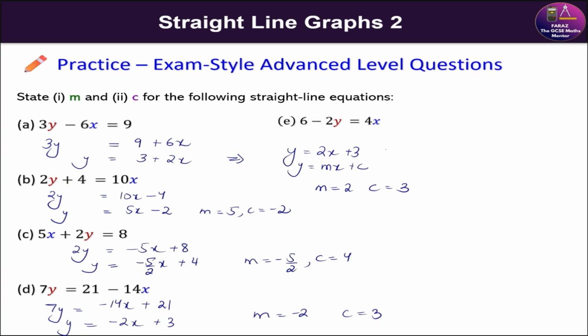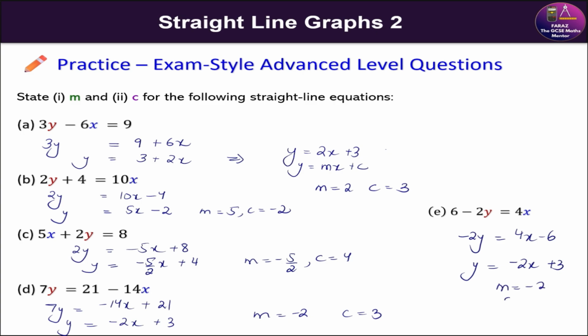Alright, the last one, part E. Let's move it to there. Alright, this one's a bit messy. First subtract 6 from both sides. So we have this minus 2y. As you do 6 minus 6, that would be 0 there on the left side. So 4x minus 6. Then we have to divide by minus 2 on both sides. It will give you y equals 4 divided by minus 2, that would be minus 2x. Minus 6 divided by minus 2, that would be plus 3. Whenever we divide two negative numbers, the result is always positive. So therefore, m is negative 2 and c equals 3.